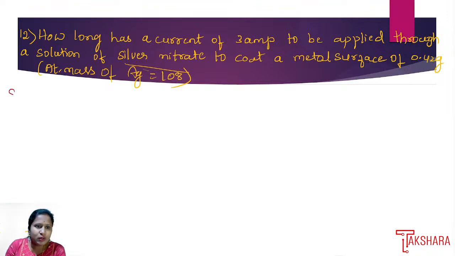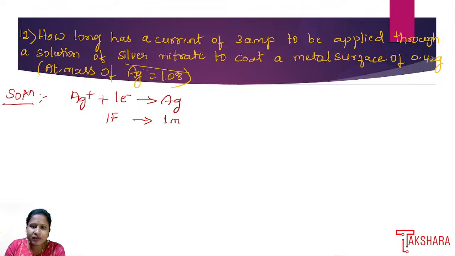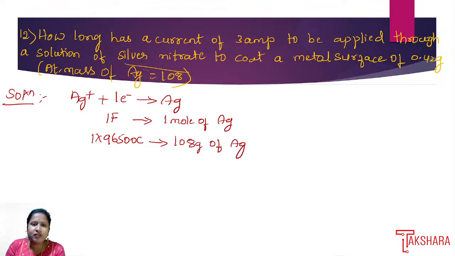Okay, so here I will take the solution. So when Ag+ combines with one electron, it is going to give Ag. So here one electron gives 1 mole of silver, 1 mole of silver. Okay, so here 1 Faraday means how much, 1 into 96,500 coulomb is going to give 108 gram of silver. It gives 108 gram of silver.